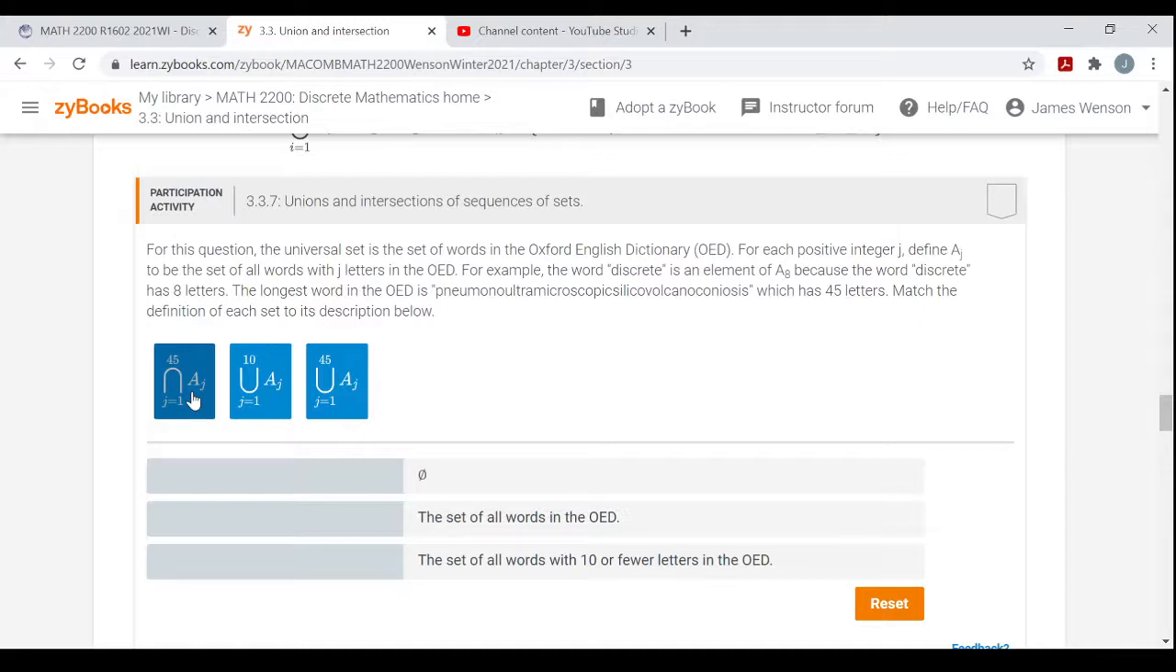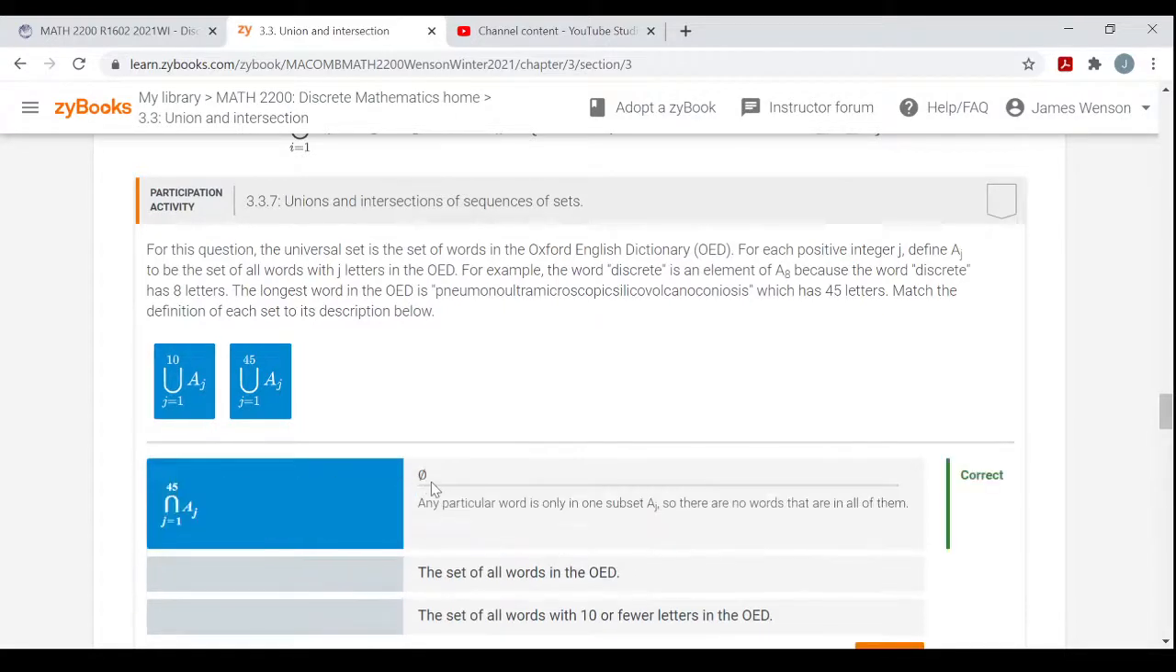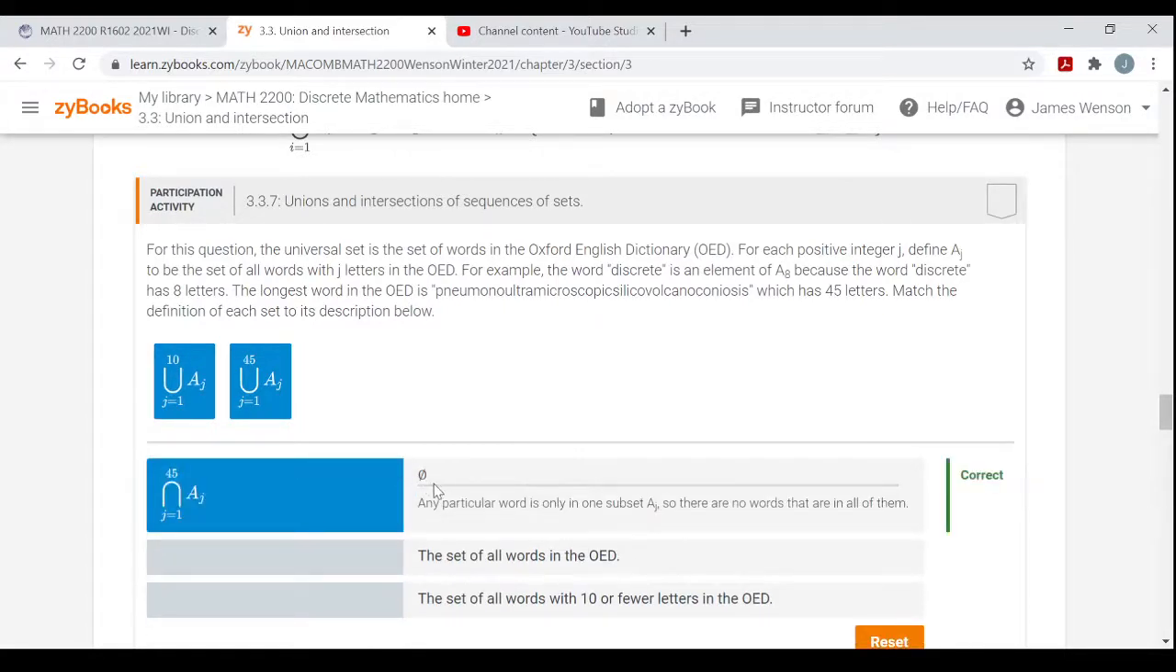and 45 letters. Can you think of any word that has exactly 1 letter and 2 letters and 3 letters and 4? No, you can't, because a word has exactly 3 letters and that's it. You can't have 3 letters and 2 letters and 5 letters and 45 letters. So there is no word in the English dictionary that belongs to this set. So this set is the empty set, the first symbol. I hope that made sense.